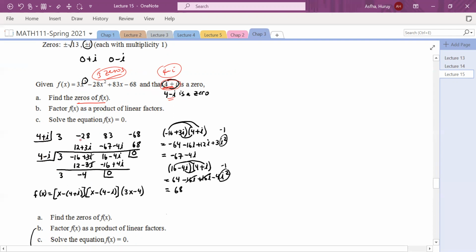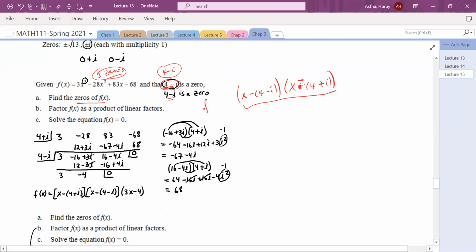So since we have 2 of them, we divide the polynomial by this. In both cases, the remainder is 0. And now we multiply these 2, because if this is a 0, then x minus (4 minus i) and x minus (4 plus i) are factors, both of them. So we multiply this.